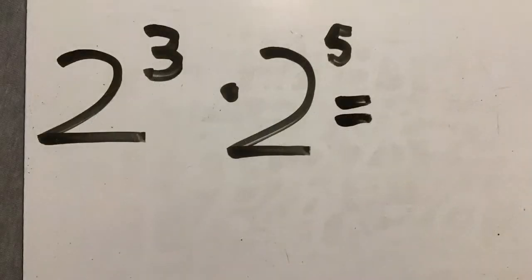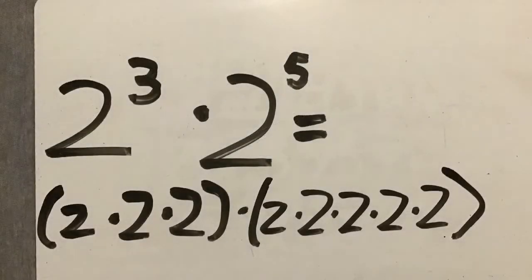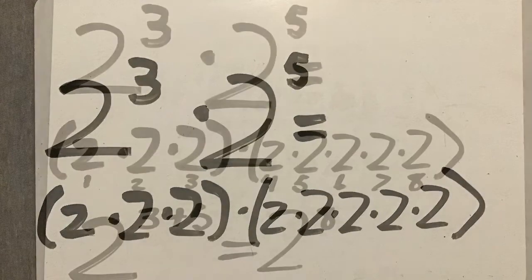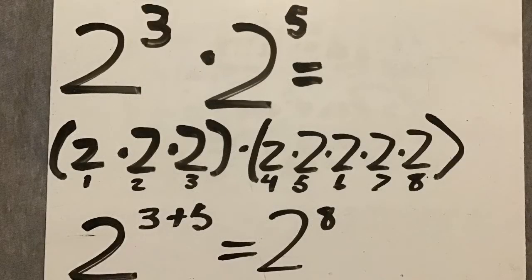Another example is 2 to the third power times 2 to the fifth power. In 2 to the third power, there are 3 2's, and 2 to the fifth has 5 2's. If we add those together, 3 plus 5 equals 8, so we have 2 to the eighth power.